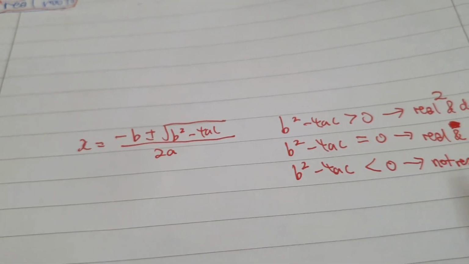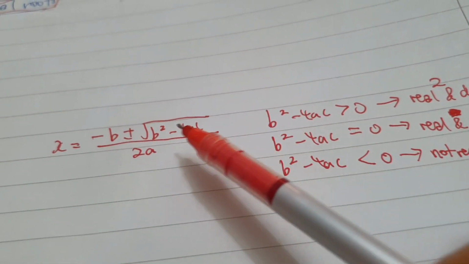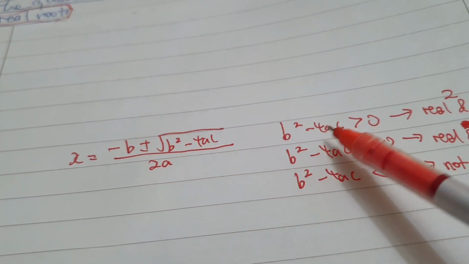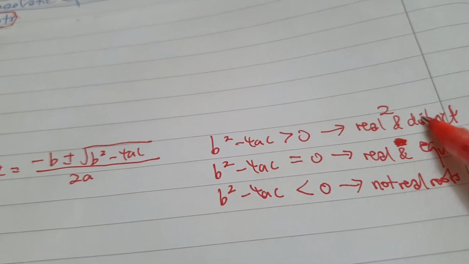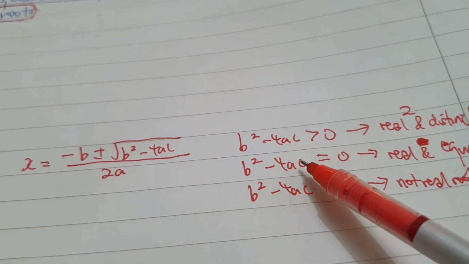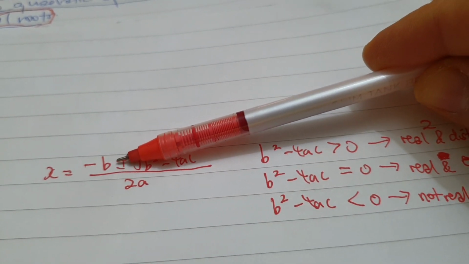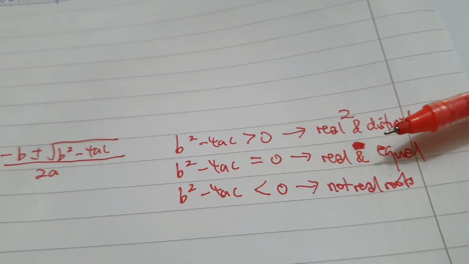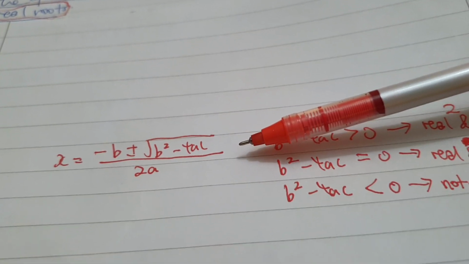If b squared minus 4ac is greater than 0, then you can square root this value and you will end up with a value here. Because you have a plus and minus here, you will have two answers for your x, and that's why we call it two real and distinct x values. But if b squared minus 4ac is equal to 0, this whole thing will disappear. So you plus minus 0 is still 0. That means you only have one answer. That's why this is called real and equal roots. There's only one answer and it's repeated twice.